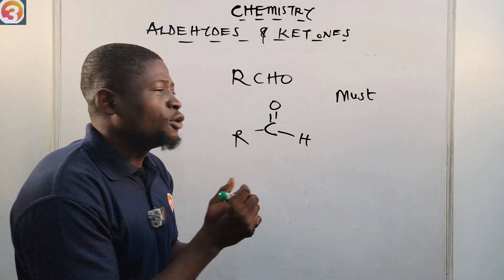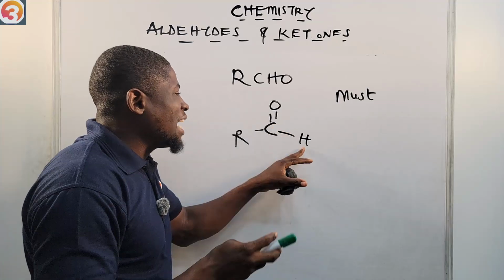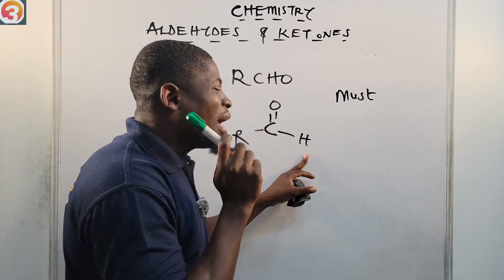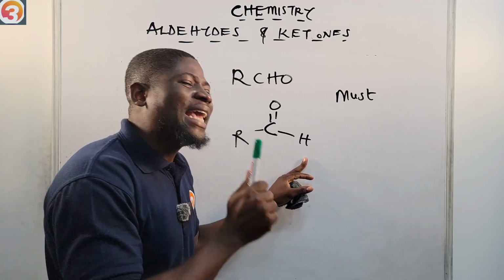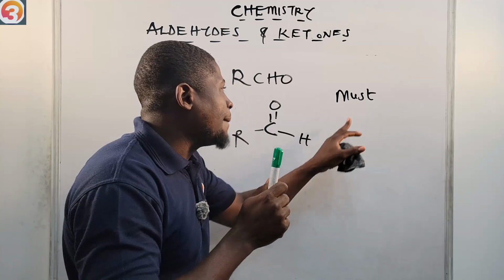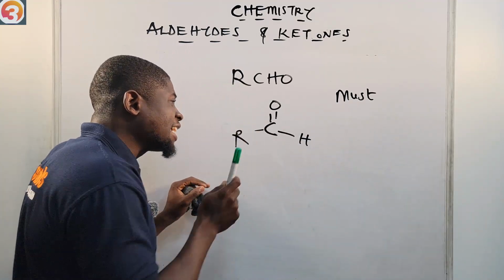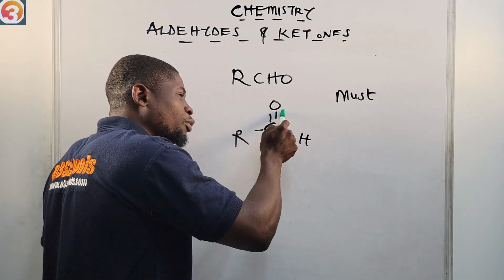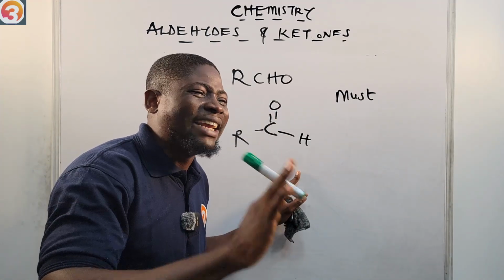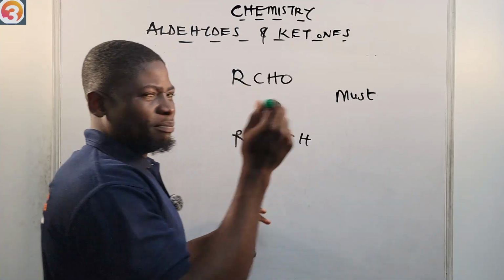The first thing for it to be an aldehyde is that the carbonyl carbon must be directly bonded to at least one hydrogen atom. The second one is that the functional group itself must appear at the end or at the beginning of a chain. So if you see a carbonyl functional group at the middle of a chain, then just know that it can never be an aldehyde. It must be at the end or at the beginning.